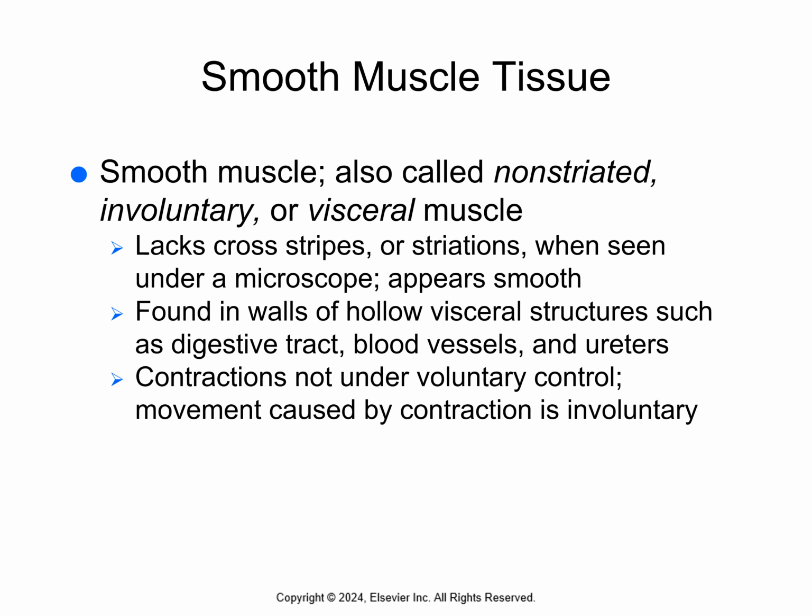So these are involuntary visceral structures. Their contractions are not under voluntary control, so movement can be caused by a contraction that is involuntary. Like I said, going back to your vessels, whenever you need your blood pressure to go up, your vessels are going to contract. When it needs to go down, they're going to dilate. That's the smooth muscle, involuntary control.